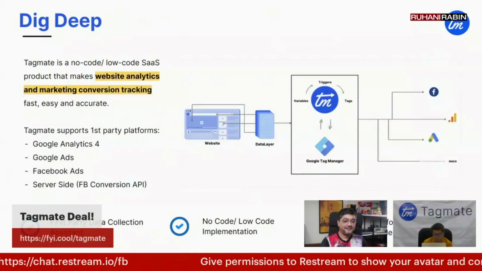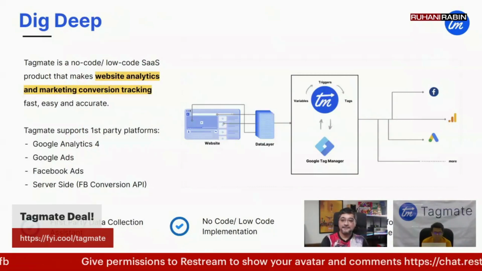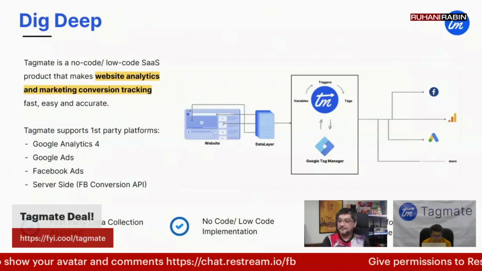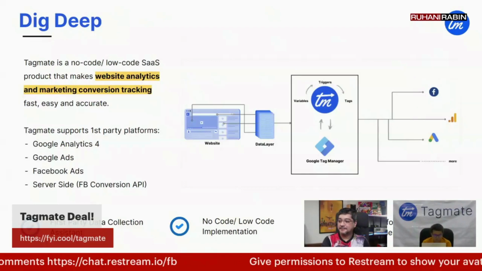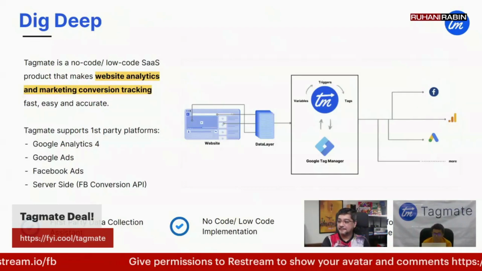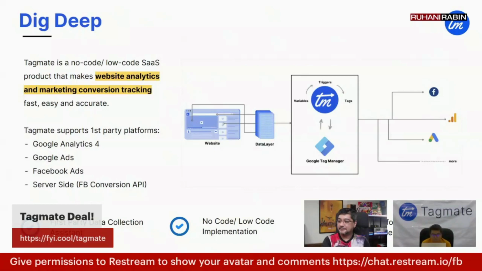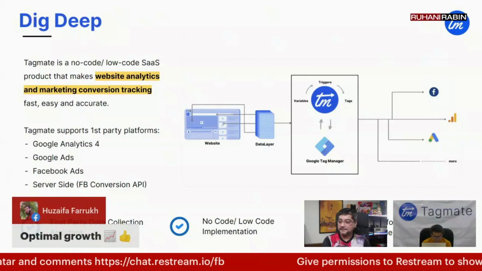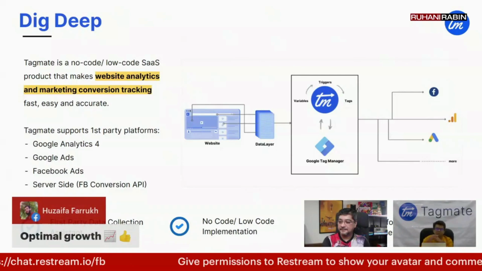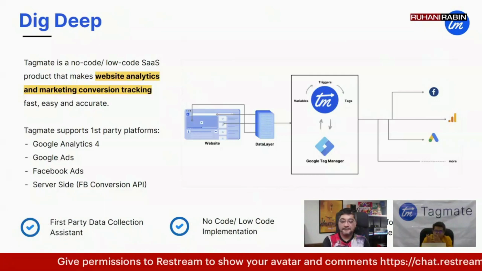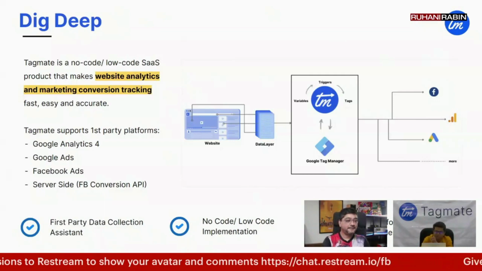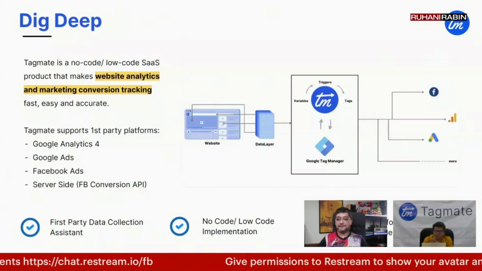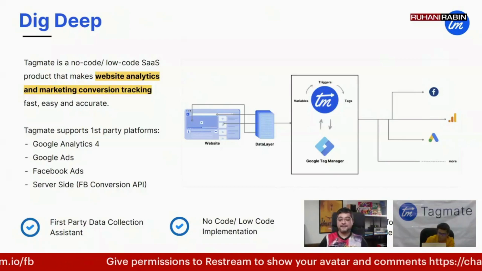Let's dig deeper. What actually is Tagmate? You can say Tagmate is a no-code, or let's say low-code, SaaS product that makes website analytics and marketing conversion tracking fast, easy, and accurate. Right now we support Google Analytics 4, Google Ads, Facebook Pixel, and of course server-side tracking, that is Facebook Conversion API. So it's like an enabler. We are like a tag manager's assistant, where we provide pre-built templates that save time, cost, and effort for each and every one, right?